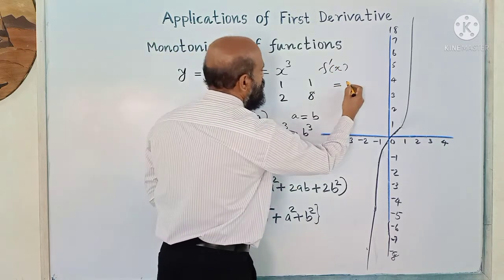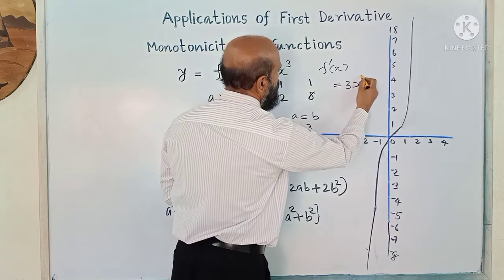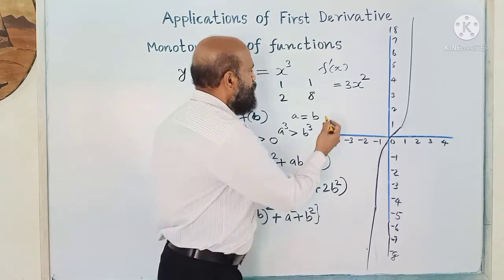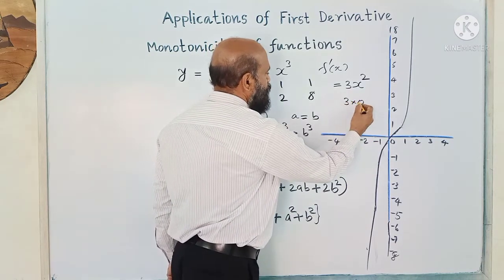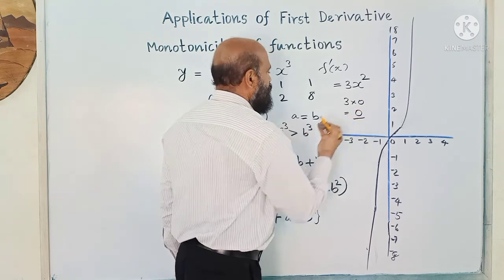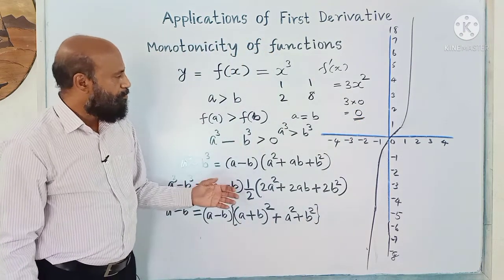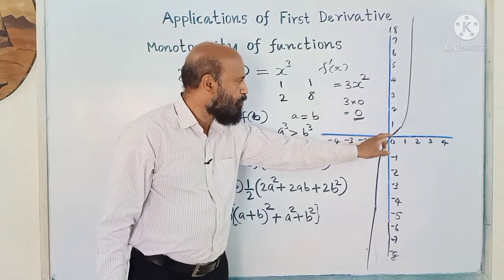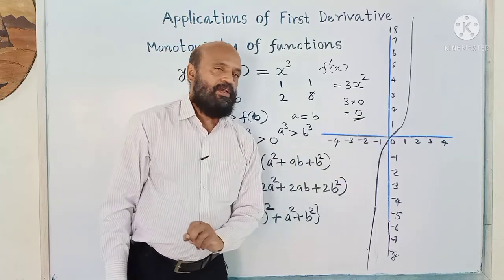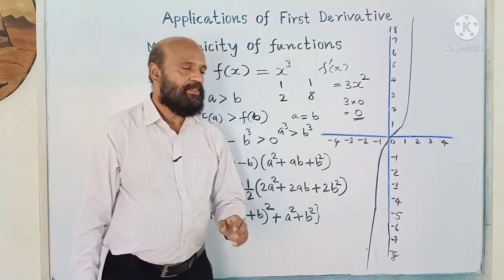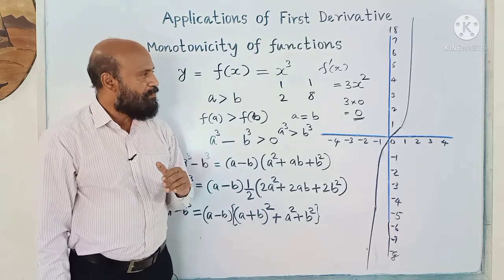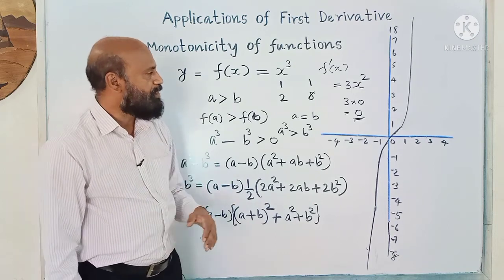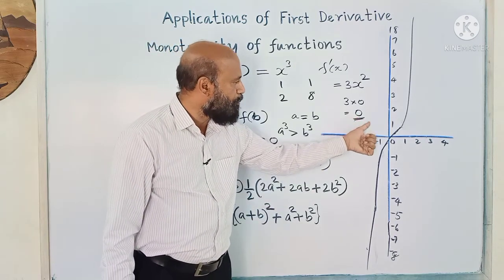Derivative of x cube is 3x square. But when x is 0, first derivative is 0. So it is strictly increasing, but first derivative is not positive. When x is 0, it is 0. From this it is clear, if first derivative is positive, strictly increasing, but if strictly increasing, first derivative need not be positive. Here it is not positive, it is 0.